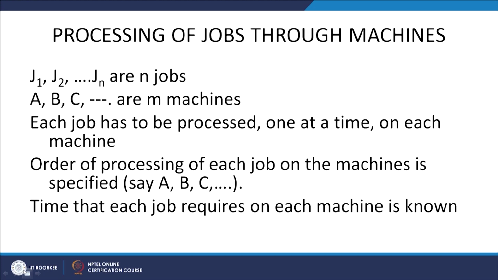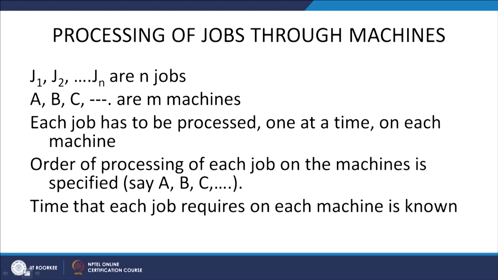But before we do that, let us try to understand the notations that we are going to use. Let us say that we have n jobs that have to be performed. Suppose those jobs are J1, J2, like this up to Jn. There are n jobs that have to be processed, and let us suppose that there are m machines A, B, C like this. The requirement says that each job has to be processed one at a time on each of the m machines that are provided.